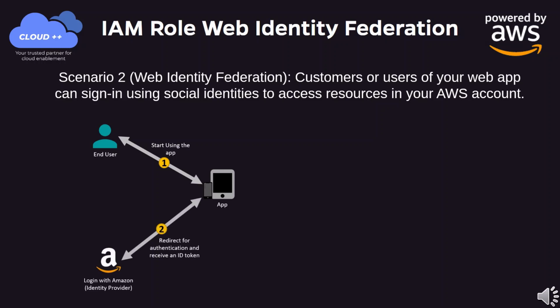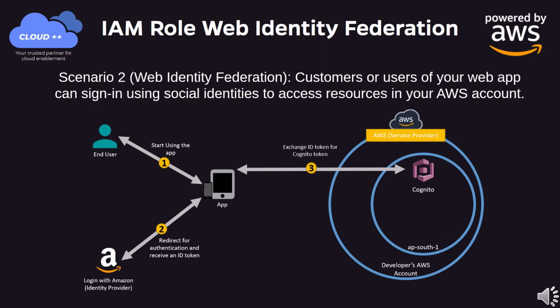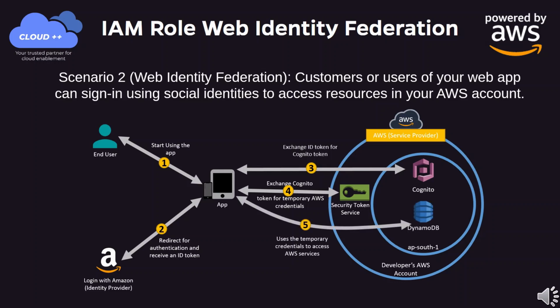Step 2. The app redirects to social identity provider for authentication. Once authenticated, the app receives an ID token. Step 3. The app exchanges the ID token for a cognito token. Step 4. The app exchanges the cognito token with AWS STS for temporary security credentials. Step 5. The app then uses these temporary security credentials to access AWS resources. The IAM role associated with the temporary security credentials and its assigned policies determines what can be accessed.